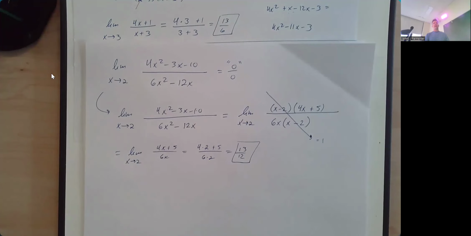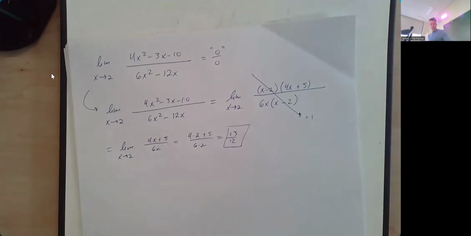Not everything is just going to be factoring and canceling. There's typically 2 other standard varieties of algebra things we have to do. One of them is multiplying by the conjugate. So let's look at some other examples.